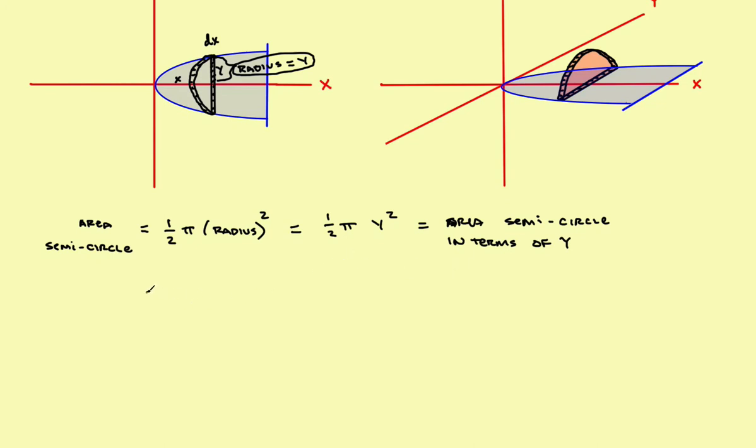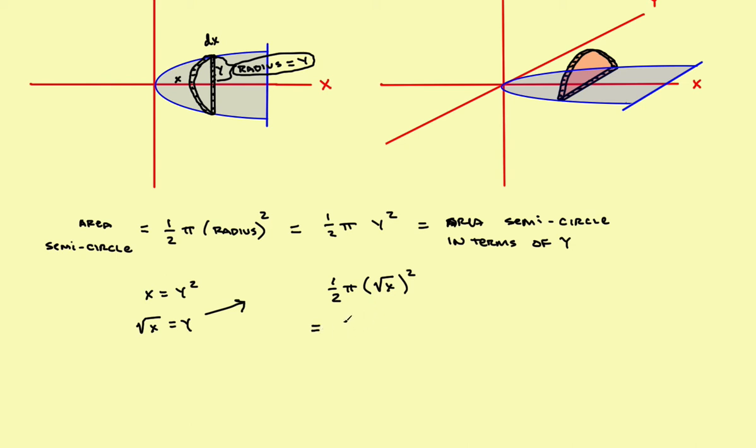I know that x is equal to y squared from the boundary conditions, so take the square root of both sides, and you'll get the square root of x is equal to y. And you can use that over here to change this in terms of x. So what I'll do now is write it as 1/2 pi, and in place of y, put what y is equal to, which is the square root of x. So that's going to be the square root of x squared.